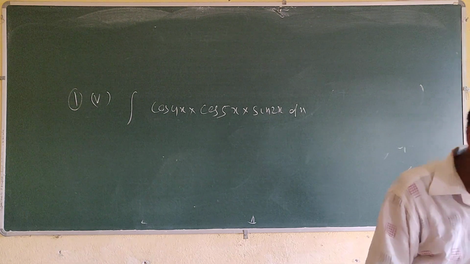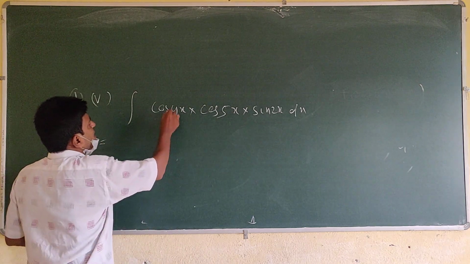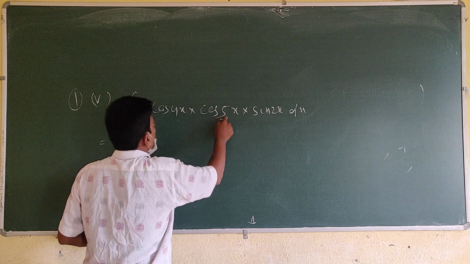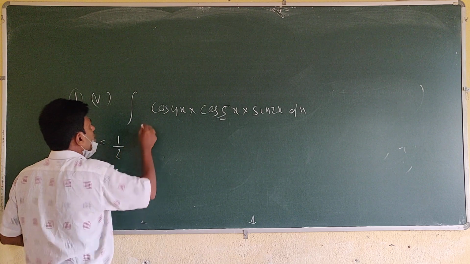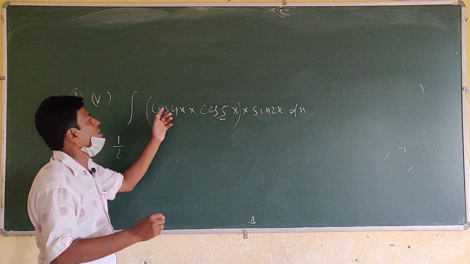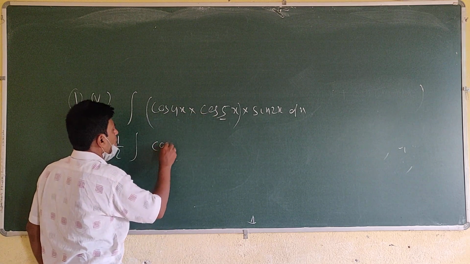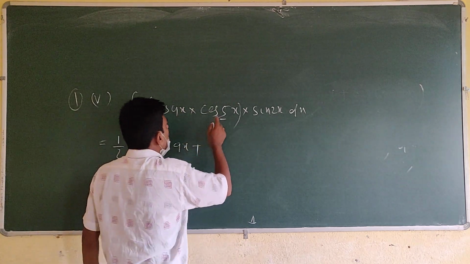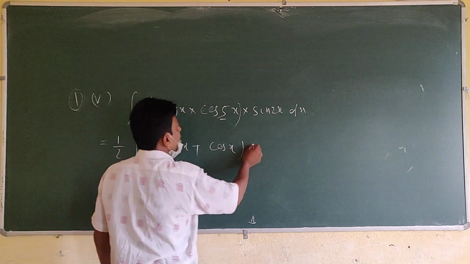Now cos 4x cos 5x using formula 2. Taking the larger one as m, here m is equal to 5 and n is equal to 4. So that is half, using the second formula: cos 5x into cos 4x is equal to half of (cos (5x plus 4x), that is cos 9x, plus cos (5x minus 4x), that is cos x), into sin 2x dx.